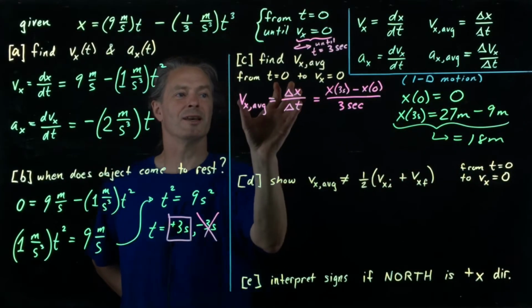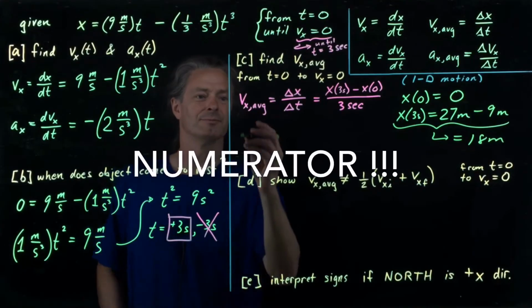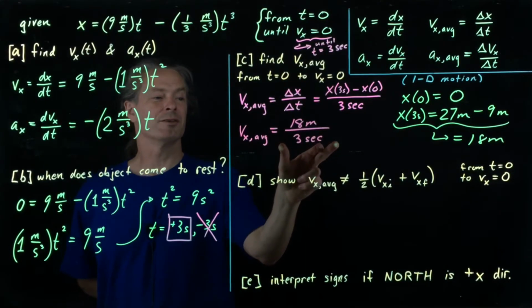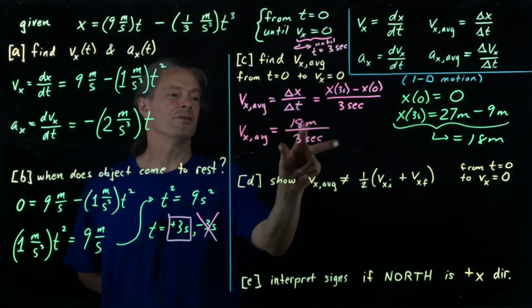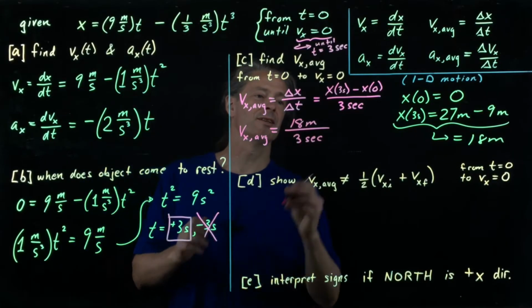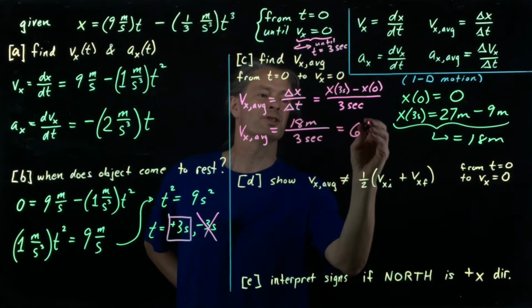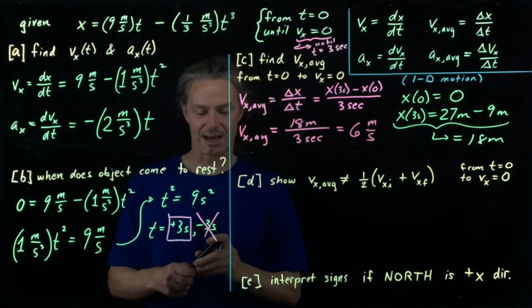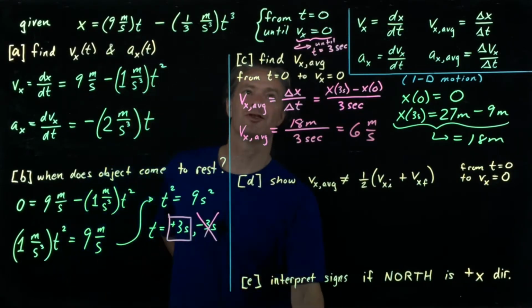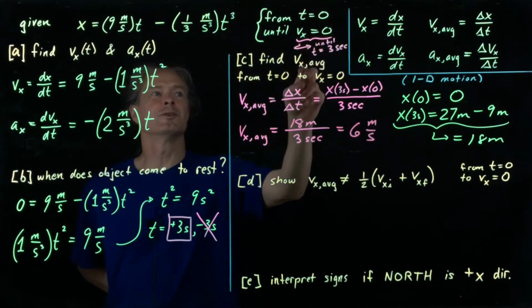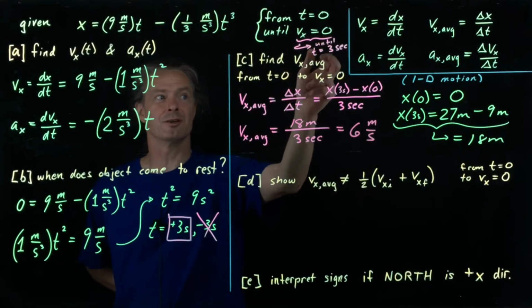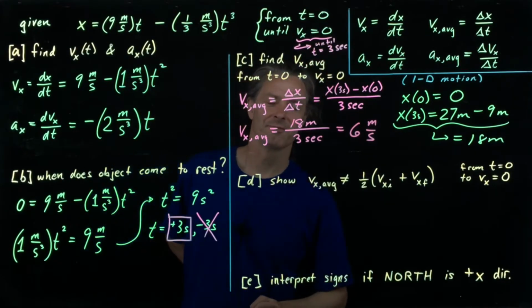So we can rewrite that and put that in for the numerator. Our denominator is still 3 seconds. So I'll have 18 meters divided by 3 seconds, or 6 meters per second. And that will be our average velocity for the time interval t equals 0 till when the velocity is 0, which is at t equals 3 seconds.